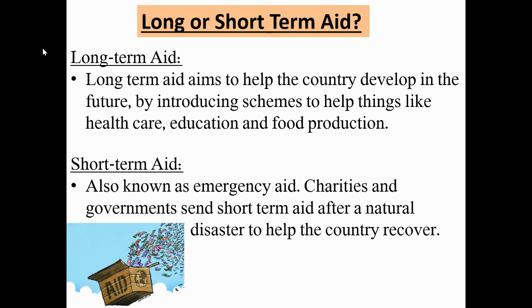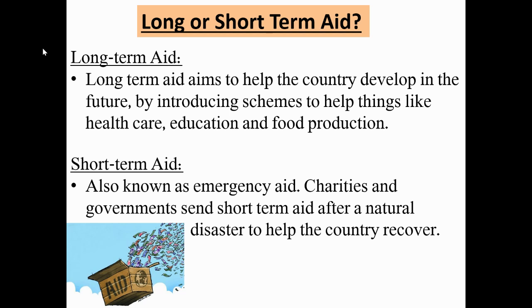Now, short-term aid is also called emergency aid. Charities and governments will send short-term aid after a natural disaster to help the country recover. It doesn't always have to be a natural disaster. It could also be a health crisis, so take coronavirus, or maybe a better example of something that only really affects the LEDCs, the Ebola crisis a few years ago, where emergency help was needed, money was needed, people, doctors were needed to try and stop the outbreak and to try and save people's lives. So it can be any sort of disaster or crisis that is going to help people today or this week, that would be short term.